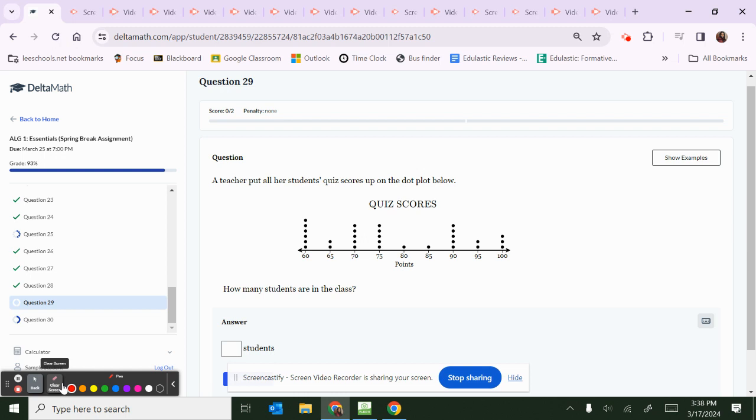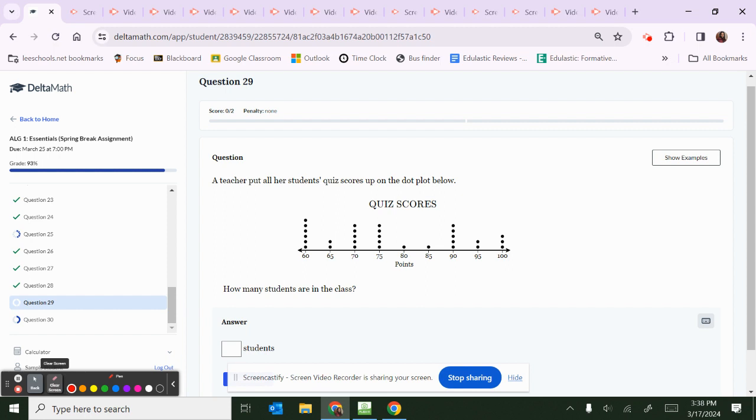Alrighty, guys. Question number 29. So almost there, guys. For this question, it wants you to evaluate different types of plots. Here's the various things you need to know when evaluating anything related to plots.